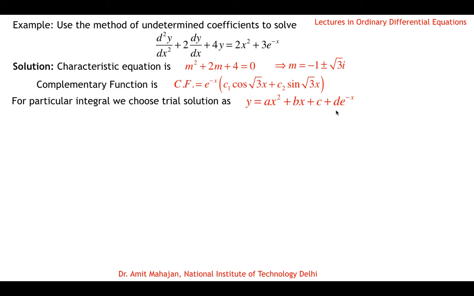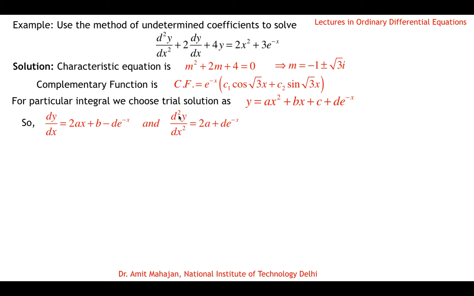Once we know a, b, c, and d, we can substitute them here, and that will be the particular integral. To substitute, we need the first and second derivatives of y. The first derivative of y will be 2ax + b, and the derivative of the exponential is the exponential with negative sign, so 2ax + b - d e^(-x). For the second derivative, we differentiate once more: 2a, the derivative of b is 0, plus d e^(-x). So 2a + d e^(-x).